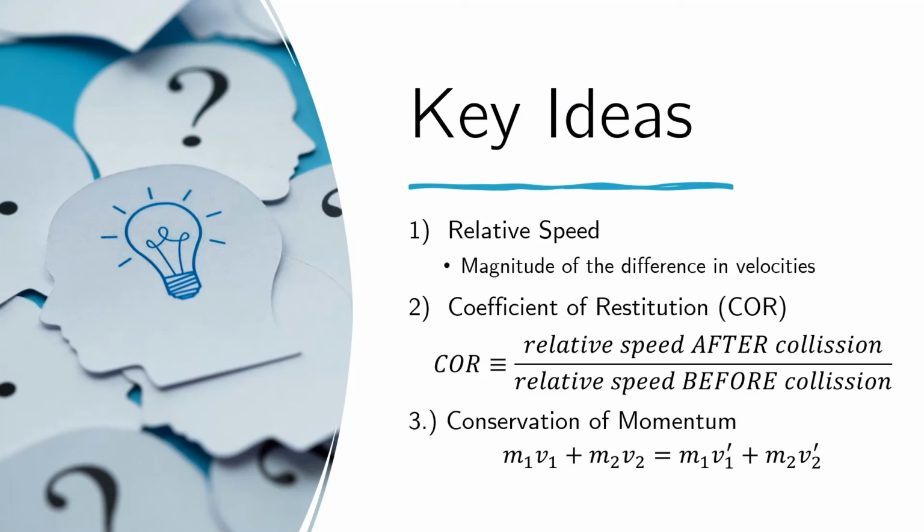Now, we can compute the relative speed after the collision, and that's just the difference, right? So v sub 2 prime minus 0, and we take the absolute value of that. From this definition of the coefficient of restitution, we can say that the coefficient of restitution is just the ratio of this expression to this expression. And now we just need to know the relationship between this and this.